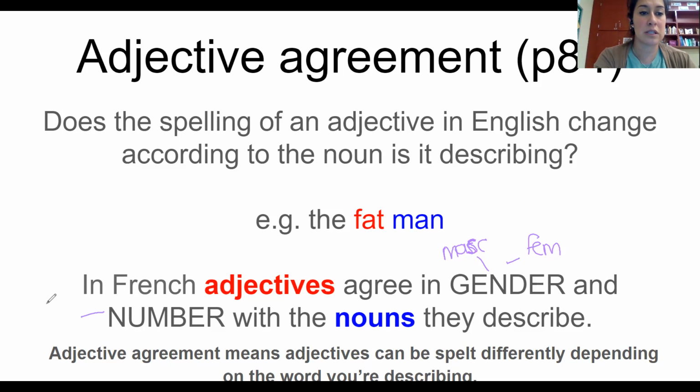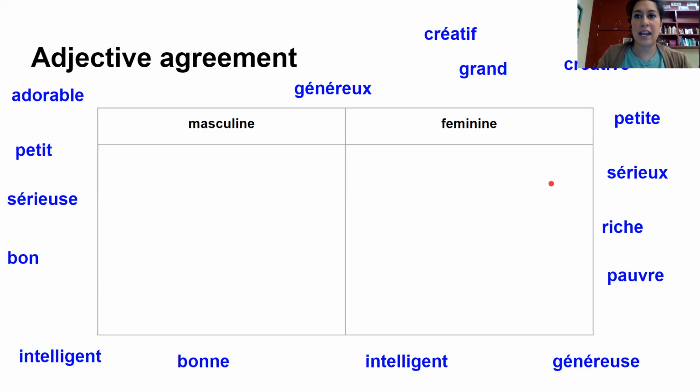Number means if you have one or more than one. Basically, we would say this as singular or plural. So if you have one thing, one table, or you have more than one table that are big, then again, the adjective could change in its spelling. Not always. So we're going to look at some of the rules. Okay, so pause the video and keep going with me as you need to. I'm going to keep going.